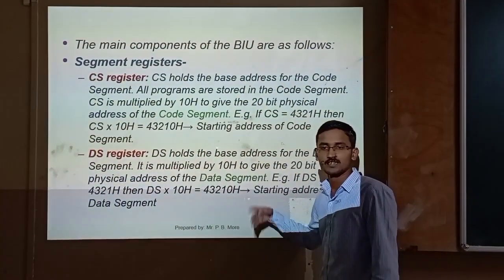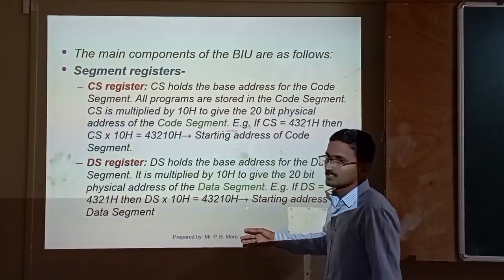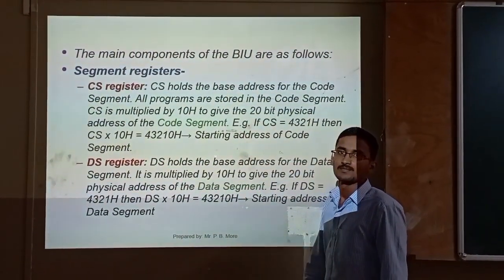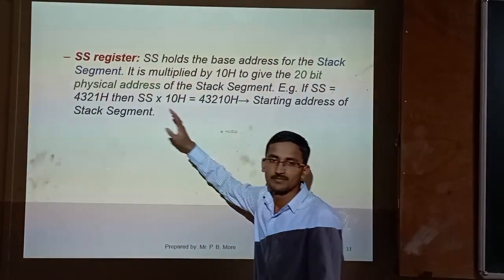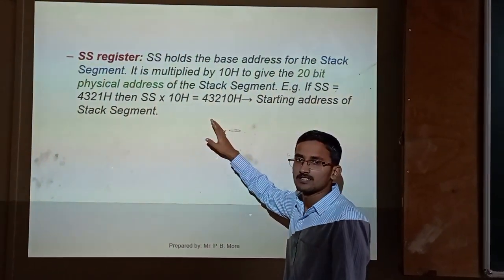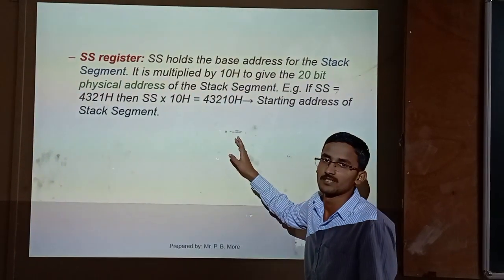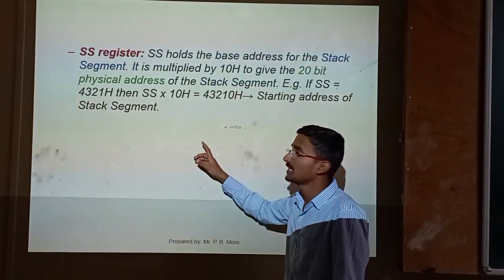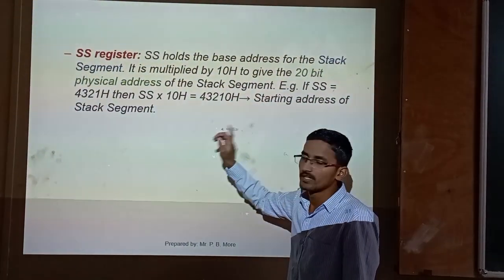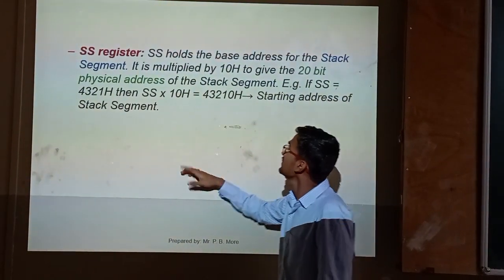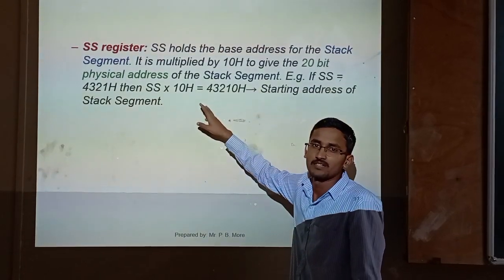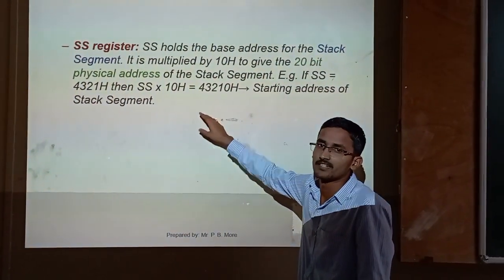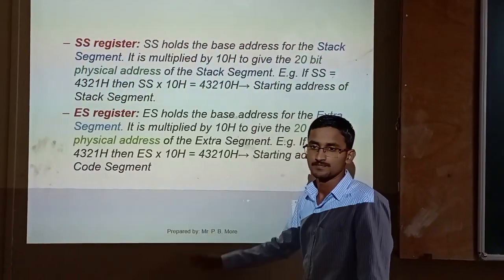Now we will see the third register, that is the stack segment register. The stack segment register also holds the address of the stack segment, and in the same way it is multiplied with 10h to give the 20-bit physical address. For example, we will take 4321h in a similar way, and it is appended with 10h to obtain the starting address of the stack segment.